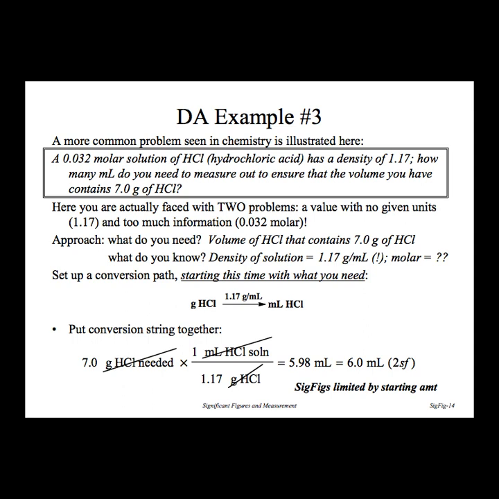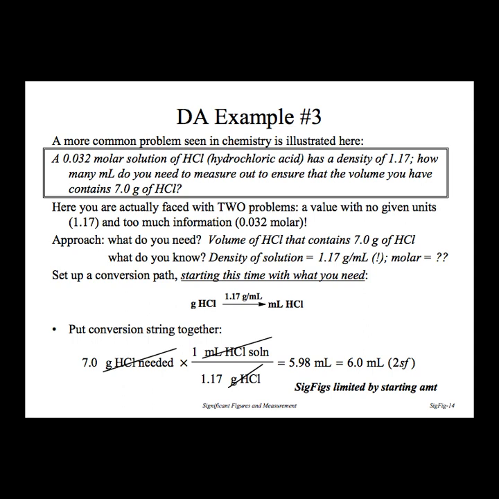Now, there's one other problem I want to point out here, and this is not something you would see right off the bat. You're given too much information in this problem. We're telling you that a 0.032 molar solution of HCl has a density of 1.17. Density is in grams per milliliter and molarity is in moles per liter, so it seems like we have too much information, and we do. The 0.032 molar is a superfluous number. It's not needed. It's simply something we're telling you about the solution. To solve the problem, we don't need it.